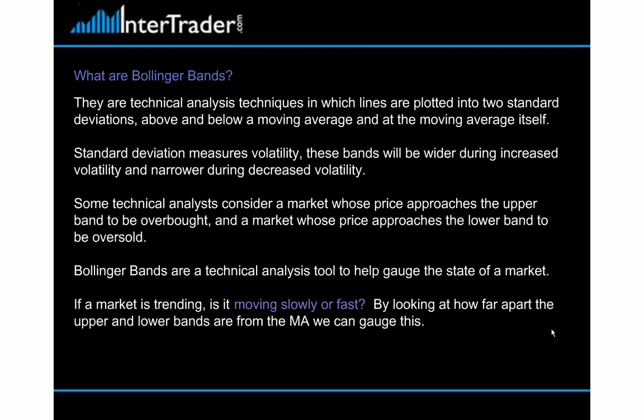So some technical analysts consider markets whose price action approaches the upper band to be overbought. And again, when the lower band is hit, oversold. So very much the same principles as RSI. We have an RSI of 0 to 100. Over 70 is overbought. Below 30 is oversold. Again, you can tinker with those particular settings in RSI, and you can tinker with the settings in Bollinger Bands.